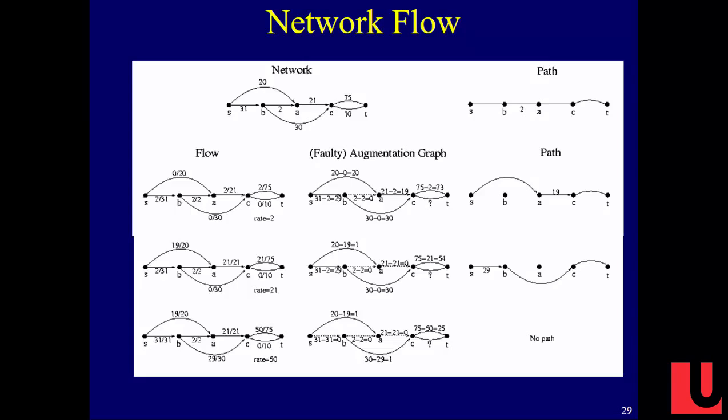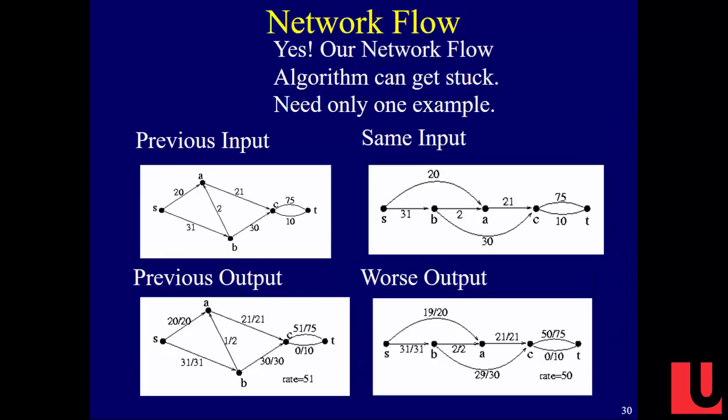We can get one more there and one more there and some more there, but we can't get any more through. And the problem is the total flow is 50, where what we did before was 51. And so here we went one direction, and we got 51. Here we went another direction, and we got 50.